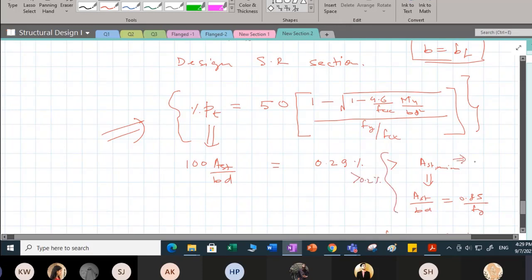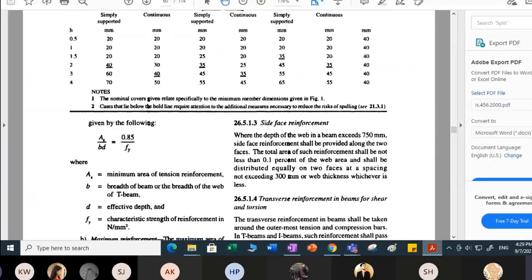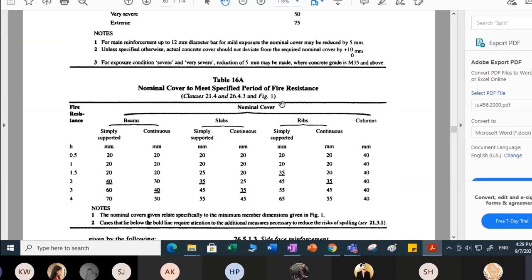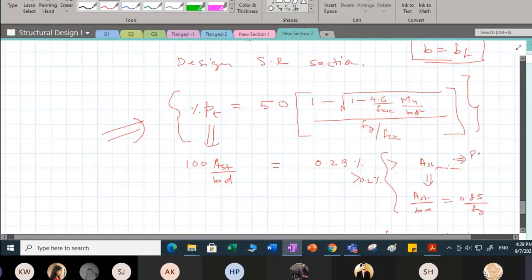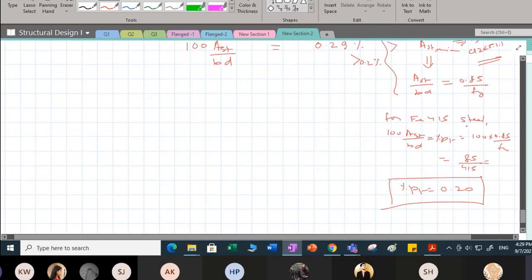Okay, so for Ast minimum, I'll write down the clause for your reference. It's there in page number 46. So you can compute Ast minimum from page 46, clause number 26.5.1.1. Okay, so from here you can actually compute Ast minimum. But I have modified a little bit. For Fe415 steel, you can remember minimum percentage tension reinforcement is 0.2 percentage.